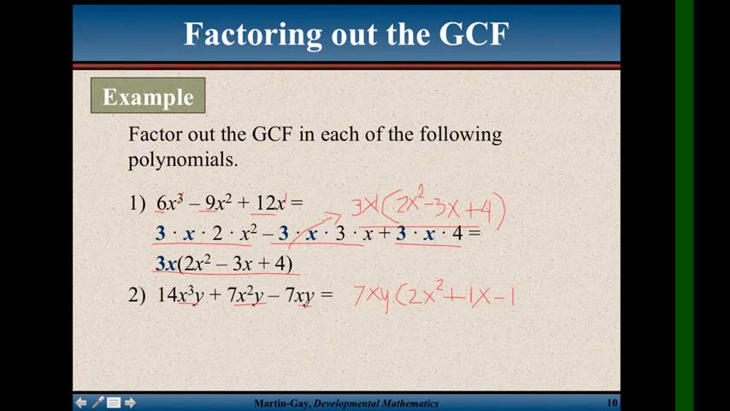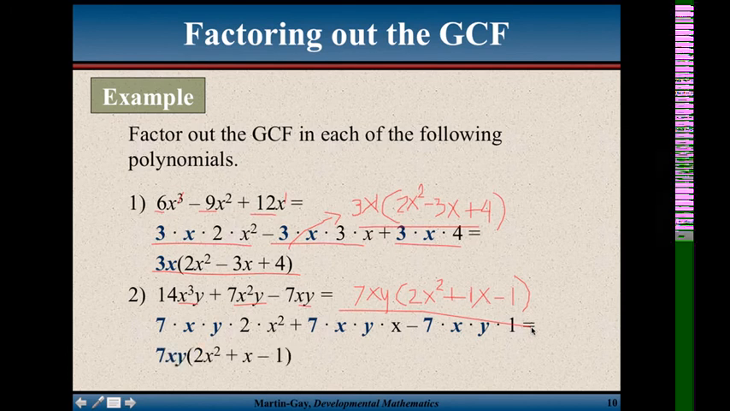And x divided by x is x raised to 0, and y divided by y is y raised to 0, I mean. So x, y, and xy is equal to 1. And 1 times 1 is 1. So we have 1 here. All right. So this is our final answer for this particular example. So we will be having 7xy quantity 2x squared plus x minus 1 as our final answer for this particular example. All right.